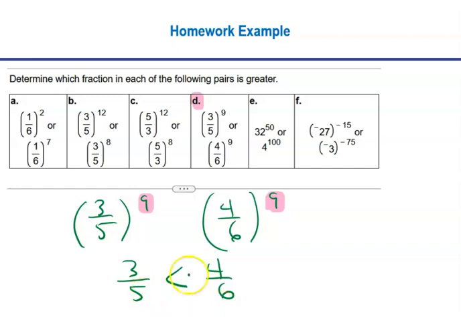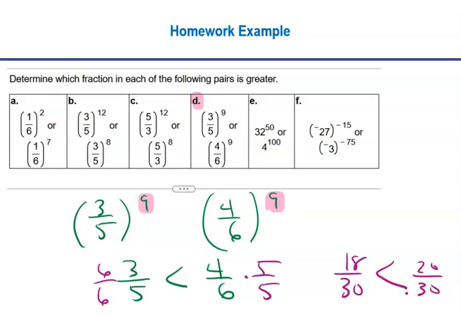You could cross multiply. You could find a common denominator. Let's just find a common denominator. So I multiply this guy by 5 over 5. Multiply this guy by 6 over 6. So that is 18 over 30 versus 20 over 30. You see 18 over 30 is smaller. So when you raise that to the 9th, that's going to be a smaller value than 4/6 to the 9th. But this is a different problem than the previous 3 because you've got different bases inside.